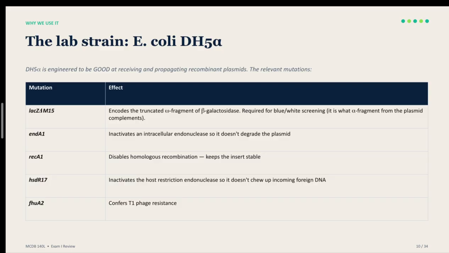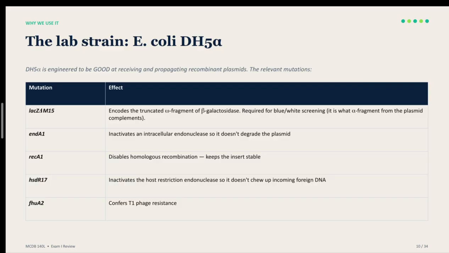The plasmid carries the alpha fragment, and alone neither works. Together they can complement each other to make a functional enzyme. The rest of the mutations are just all about keeping the plasmid intact once it's inside. So it's like eliminating all the cell's different defenses against foreign DNA, right?